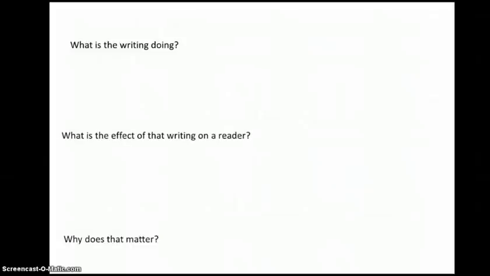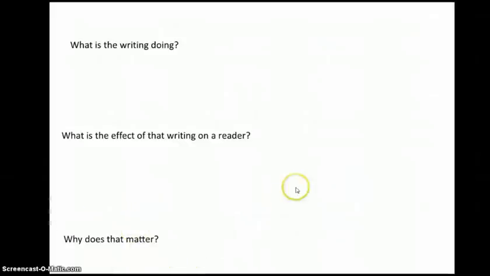A textual analysis. A textual analysis asks you to do three things. It asks you to look carefully at what the writing is doing, what the effect of that writing is on a reader, and ultimately why that matters. Now, you can think of this as describing the structure of your whole paper. Okay, first you'll describe what the writing does, then you'll describe its effect on the reader, and then you'll explain why that matters.